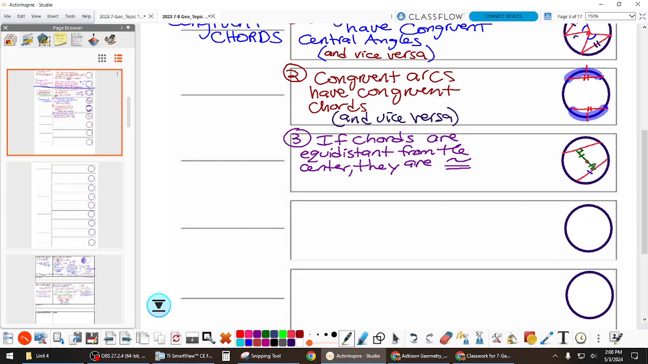Now, you need to show what we're trying to show, which is the chords are congruent, but now it looks like it's split into two pieces. It's hard to not show it that way, but what we're really saying is the whole chord is congruent, not just the pieces. So make sure you read your definition, but if it's equidistant from the center, it's congruent.